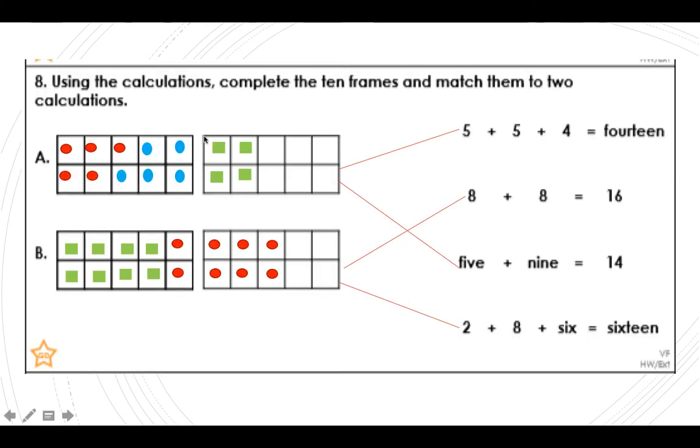Okay, number 8, so you could colour in the tens frames on your own, so it doesn't matter how you've done them. I've just done different colour circles and squares, but you can do it however you want to, as long as you've got this many in the tens frames and that you've joined them up with the right answers. Pause your screen now so that you can have another look at that.